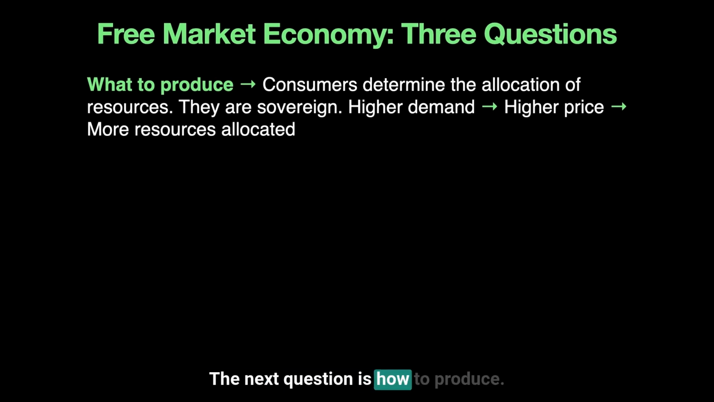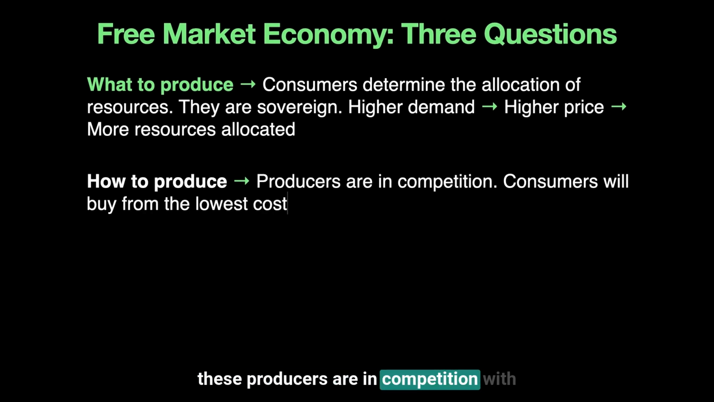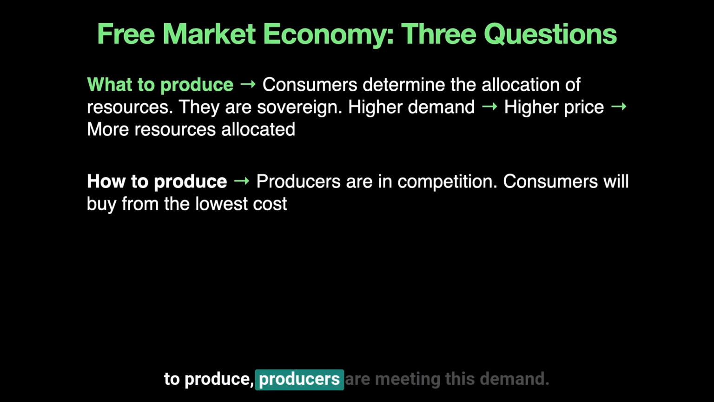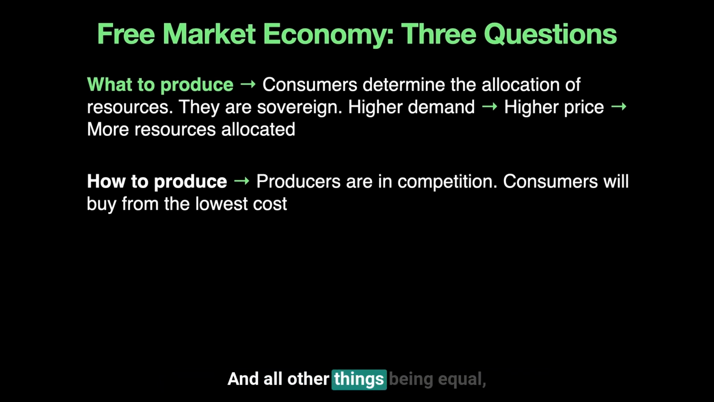The next question is how to produce. Well, the idea goes this way: producers are in competition with each other in this economic system. Why? Because when consumers are deciding what to produce, producers are meeting this demand. And all other things being equal, consumers will buy goods from those who offer the lowest price. All other things being equal, or ceteris paribus, means that we're not considering quality right now. So producers have to produce at the lowest cost if they are to survive in the market, because otherwise the price will be too high.